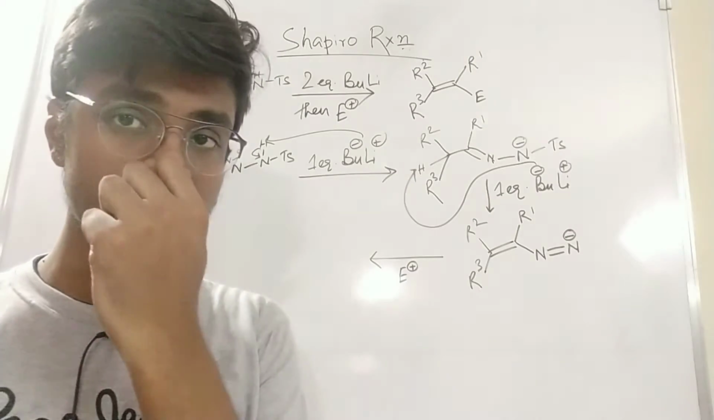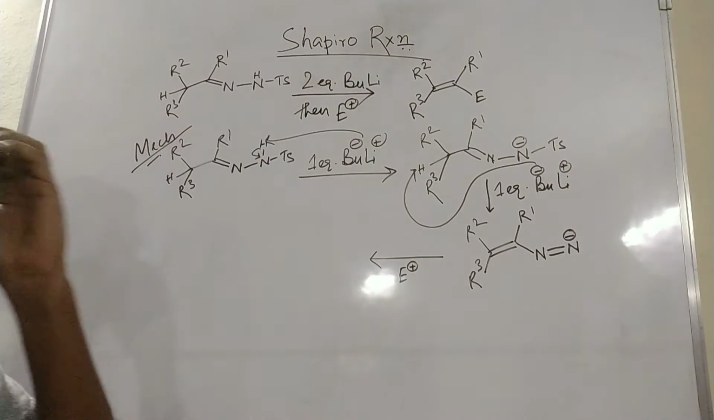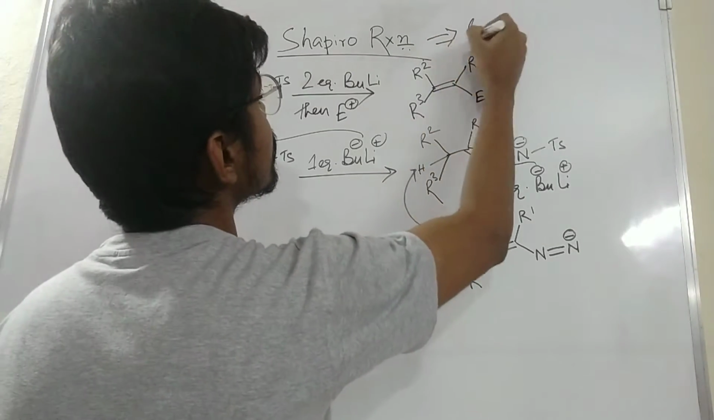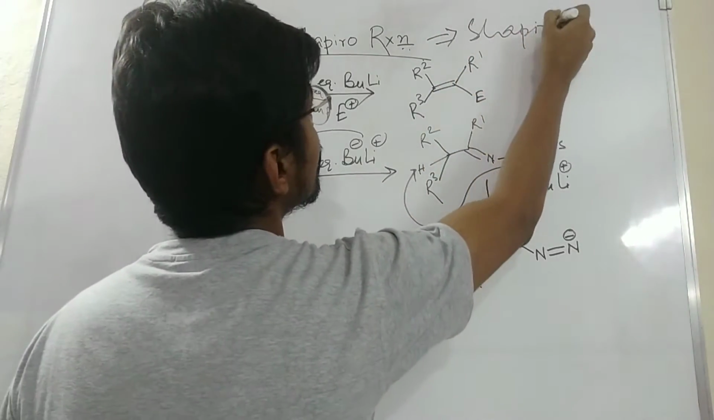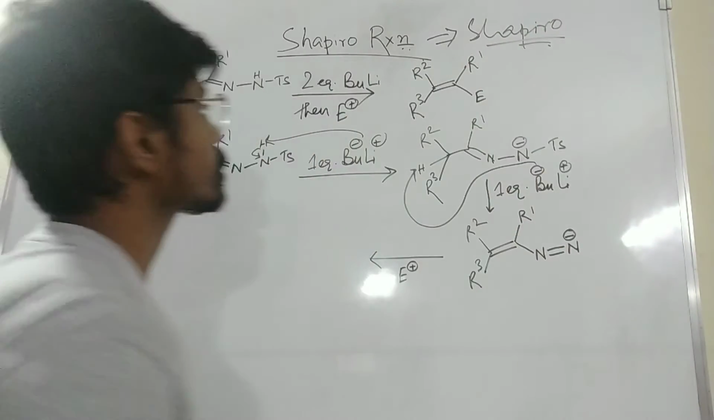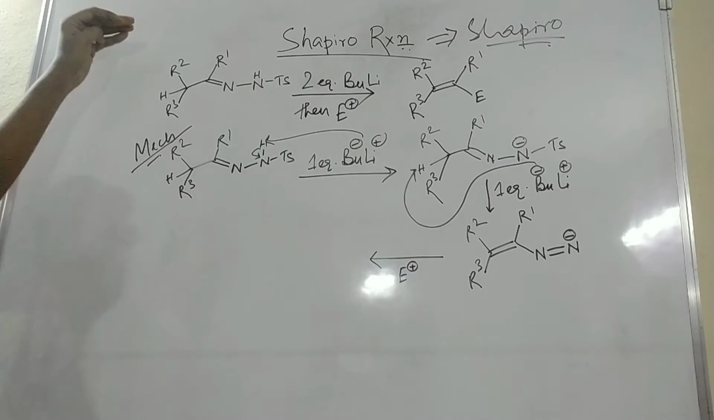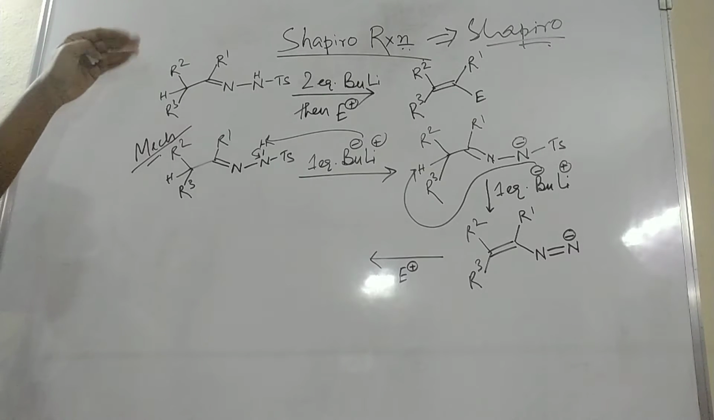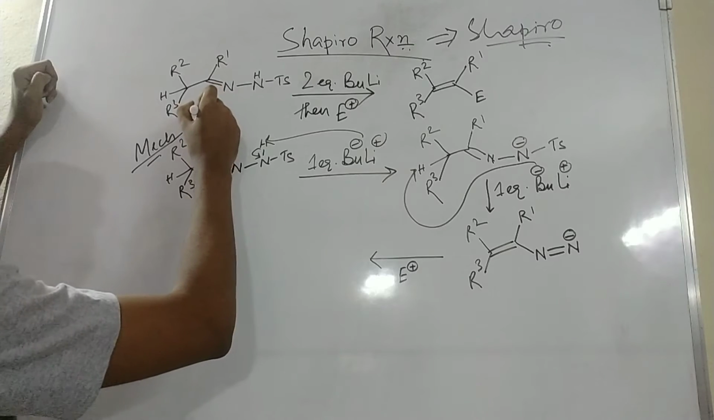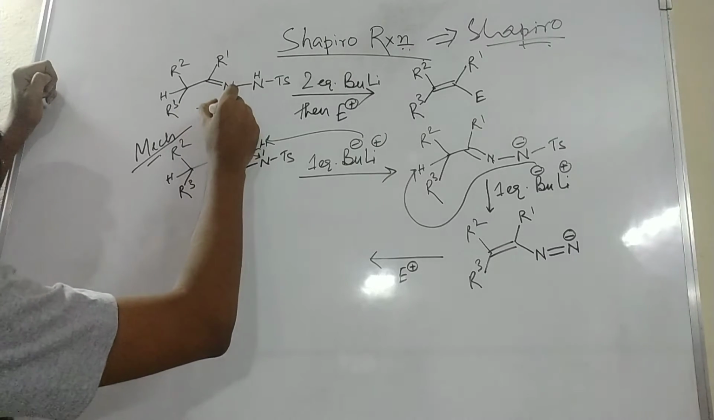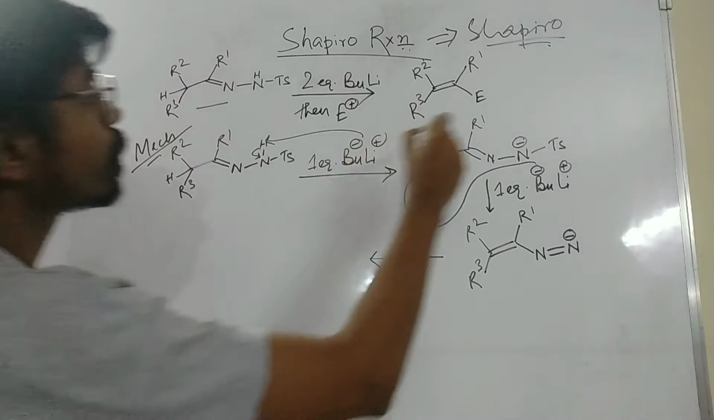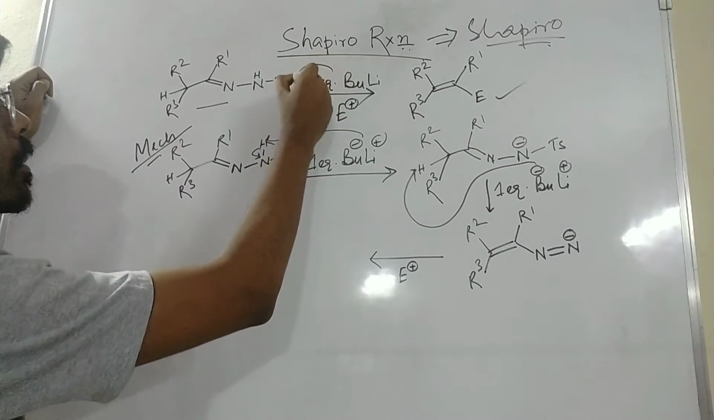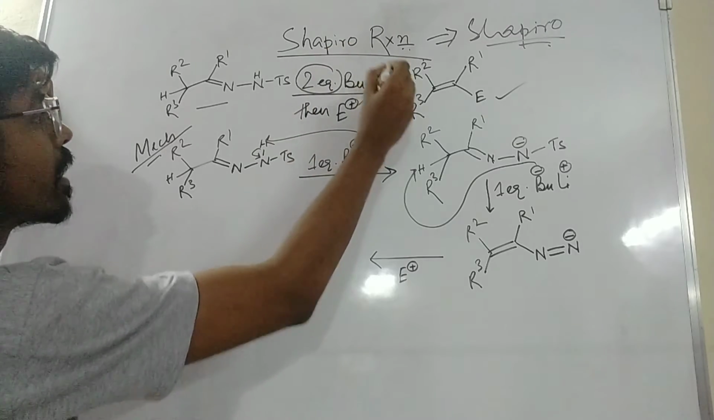So first of all I am going to discuss the Shapiro reaction. It is invented by Shapiro. This type of name reaction mainly involves the tosylhydrazone of a carbonyl compound, which is converted into an alkene using two equivalents of a lithium compound. Here I am using butyl lithium.